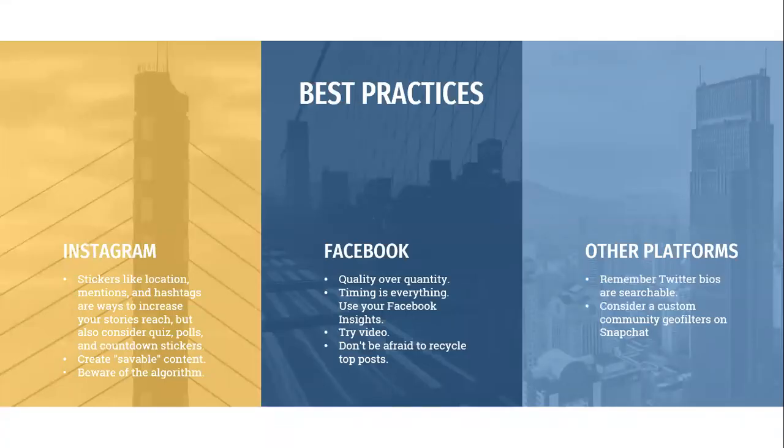Now, best practices. We have Instagram, Facebook that we're really going to tune into, and then just some quick tips for other platforms. So starting with Instagram, stickers like location, mentions, hashtags are all ways to increase your stories reach, but also quizzes, polls, stickers, all of those buttons that you see when you're going to post on Instagram help engagement. It works with the technology on the back end of the platform to put your post or your story more front facing for your followers.